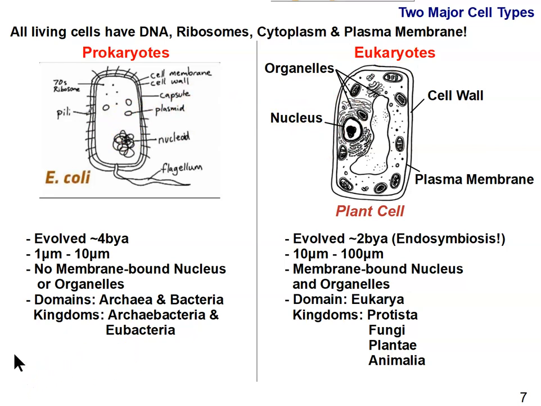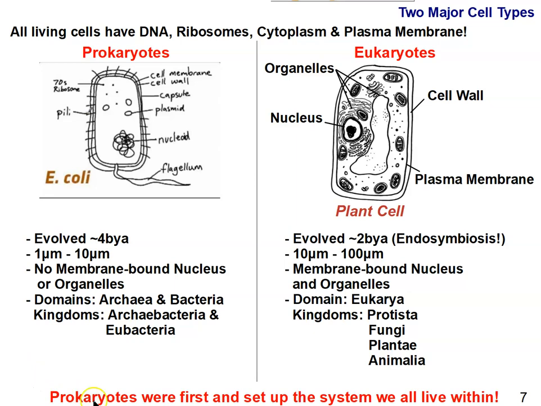And the final point I want to make here is that prokaryotes were first. By about 2 billion years, prokaryotes were first, and they set up the system that we all live within. An example of that is that some of these prokaryotes were photosynthetic, cyanobacteria, and in the process of photosynthesis, they released oxygen, and they're responsible for oxygenating the planet. The oxygen you're breathing in the air right now was first put into our atmosphere and is still being maintained in our atmosphere by cyanobacteria.